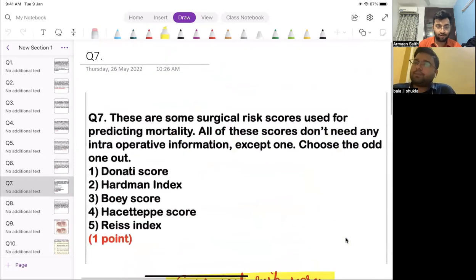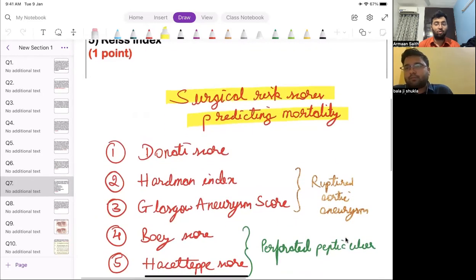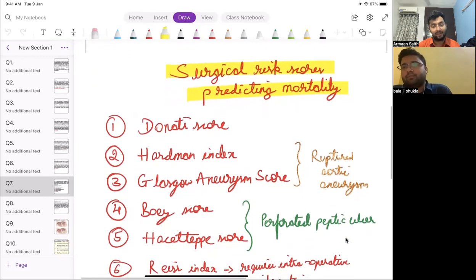Since you already gave a question on a score, we also mentioned another question on another important score. Given here are 5 scores, which are surgical risk scores for predicting mortality. All of these scores don't need intraoperative information except one. So we have to choose that score. So let's talk a bit about these scores. Surgical risk scores are of 2 types, those predicting mortality and those predicting morbidity. We are now talking about the scores predicting mortality.